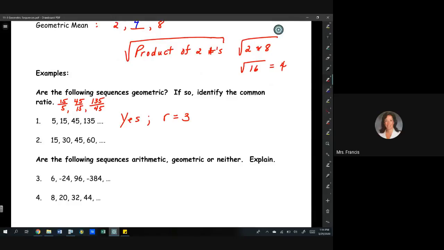Let's take a look at the next one. So we've got 30 divided by 15, that's 2. We've got 45 divided by 30. Oh, that's not 2.